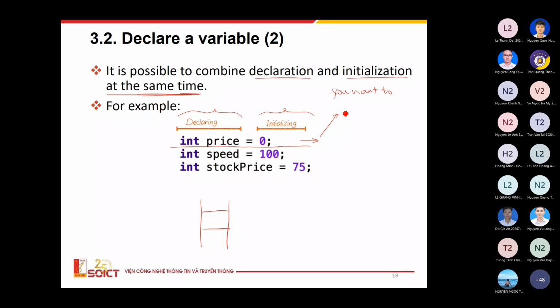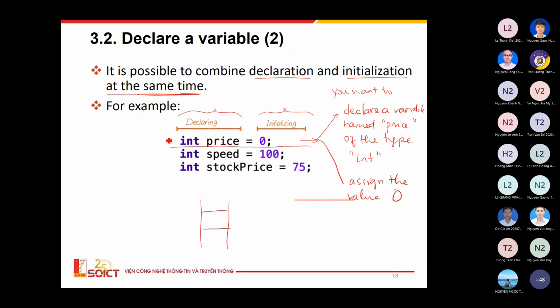Yes. Firstly, you want to declare a variable name. What is this variable name? Price. Price, yes. And the type? Integer. Integer, okay. And you assign the value 0, okay, to this variable, okay. So please remember, this is the way you read this statement.